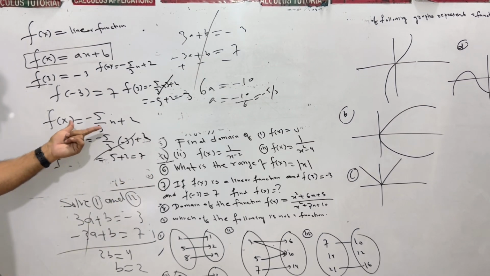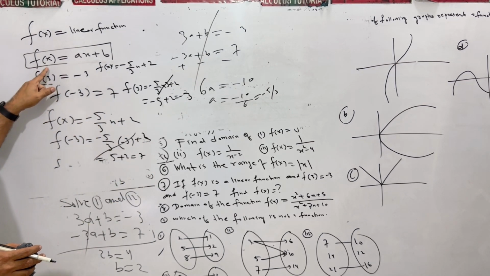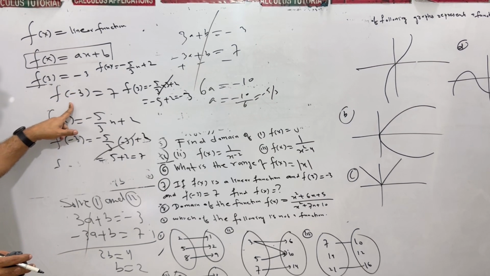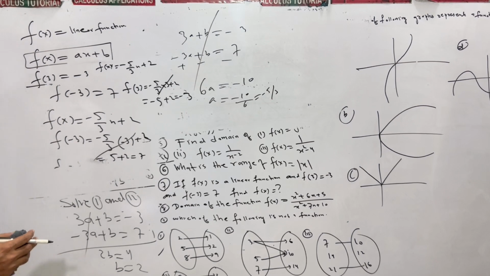In case of MCQs, if such options are present, just put x is equal to 3 to verify. The result is minus 3. Put minus 3, result is 7. It's cool. It's your option. Just tick.